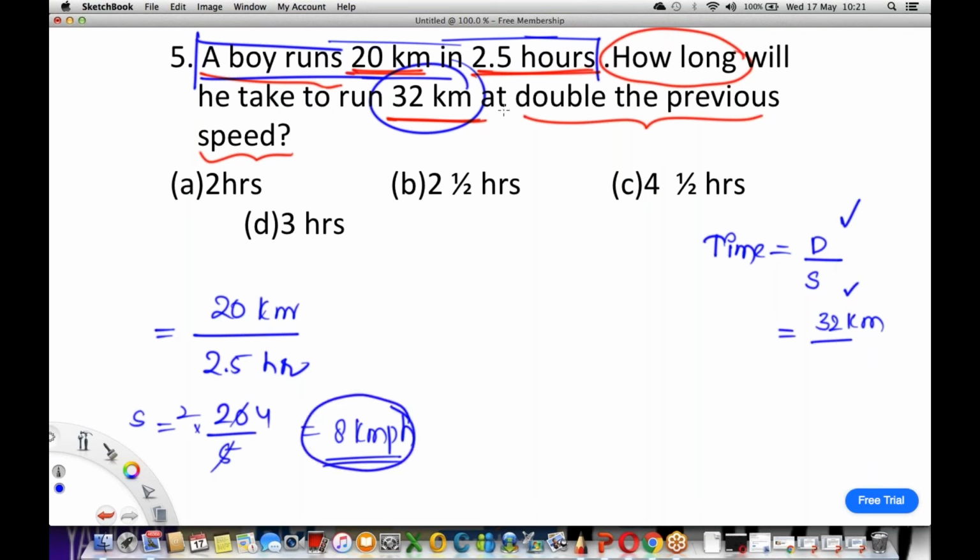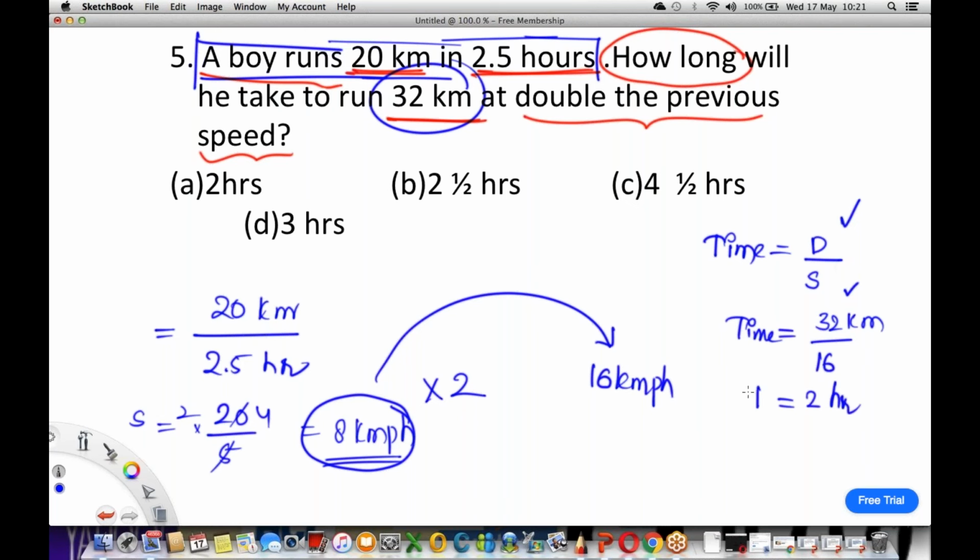But here he mentioned that the boy is moving with double the previous speed. So double the previous speed means this 8 kilometers per hour. If I do double, it will become 16 kilometers per hour. So if I know the speed as 16 kilometers per hour, keep that value here. I can simply get the time taken as 32 by 16. That is nothing but 2 hours. So your time taken will be 2 hours. You can fix your answer choice as option A.